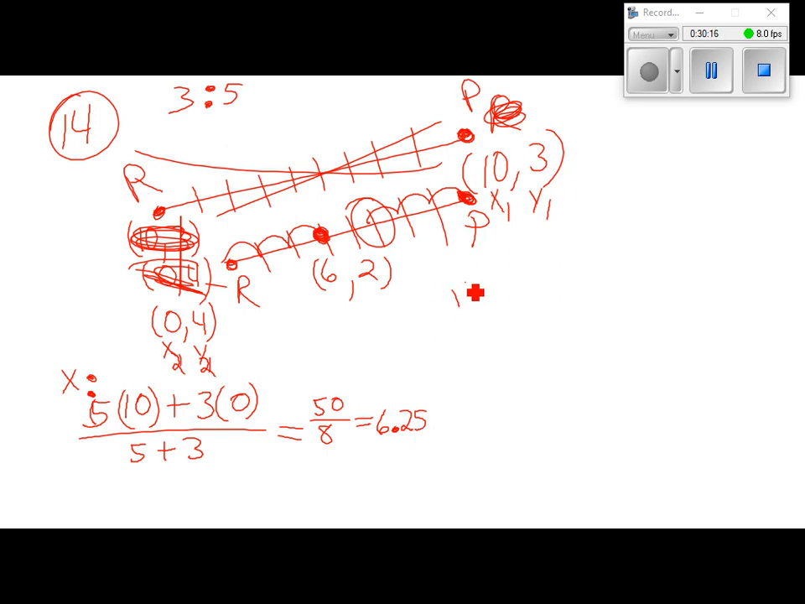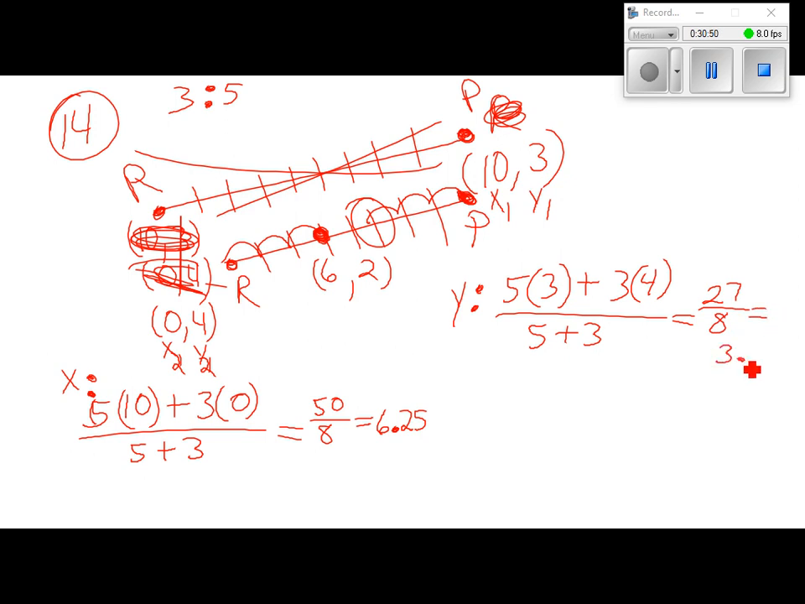Our y coordinate. What's our n? 5. What's our y1? What's our m? What's our y2? 4, divided by 5 plus 3 or 3 plus 5, either way. What do you get on top? 27 on top divided by 8 on bottom. What does it give you? 3.375. So can we just round to 3.4?